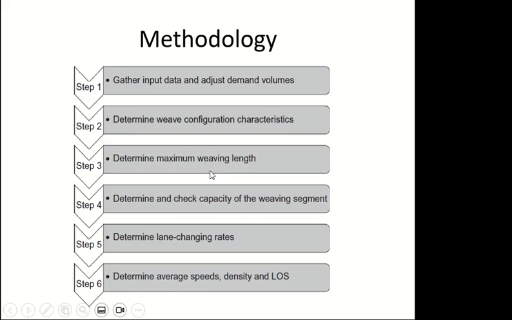So we need to find out how much is that length under which it will be called the weaving segment. Then we have to perform the capacity checks like we did for the merge and diverge segment, if you remember, and then we find out the lane changes per mile, and then speed, density, level of service like we did for the previous segments.